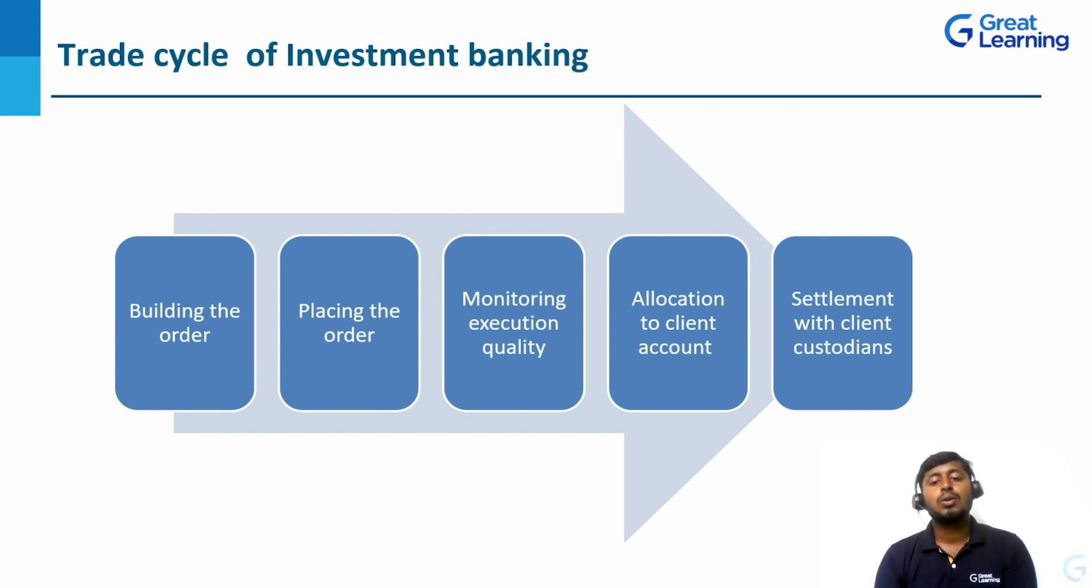Next, allocation to client account. After purchasing 1000 shares, they need to allocate them to my account, whatever demat account I have opened. For that account, they are going to allocate all 1000 shares or all 1000 debentures to my account. After that, they are going to do settlement with client custodians.